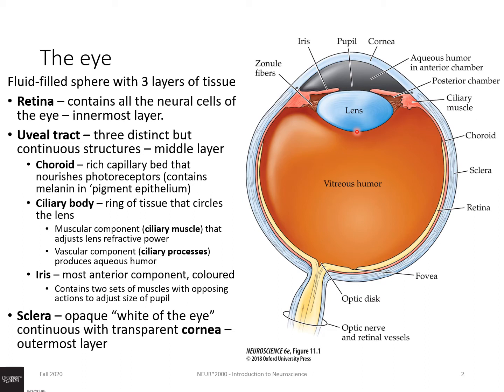And then finally, you've got the sclera. This is the outermost part of the eye. It's the white of the eye, and it's a continuous bit of tissue that is opaque, and transparent at the front of the eye. That part is called the cornea. So this is where light comes through the cornea, through the aqueous humor here, and then through the lens, and then through the vitreous humor, and then it is received by neurons in the retina.